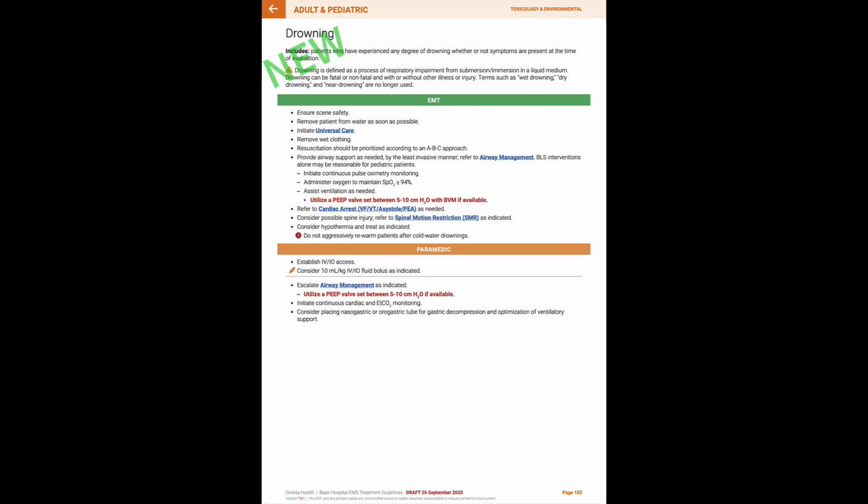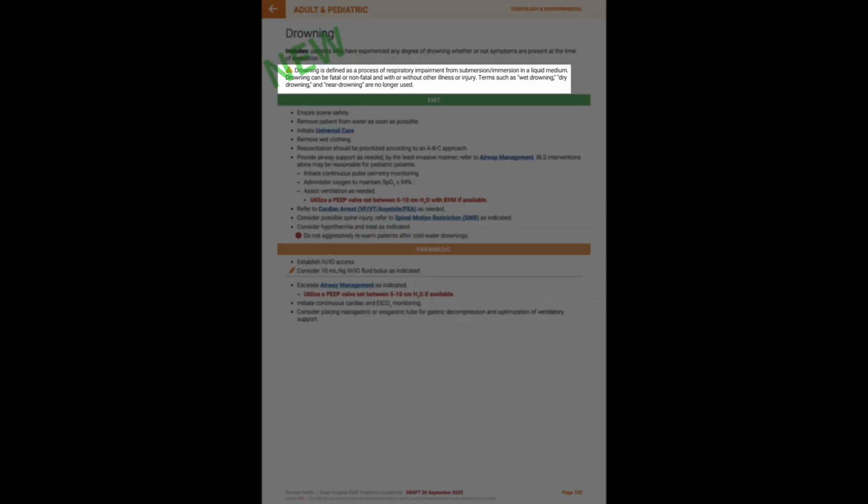The page starts by clearly defining what drowning means. According to international consensus, drowning is the process of respiratory impairment due to submersion or immersion in liquid. It doesn't matter whether the patient lives or dies, whether they show symptoms or not. The terms near drowning, wet drowning, and dry drowning are no longer used. They've been retired from clinical practice. This guideline applies to any drowning process regardless of severity.